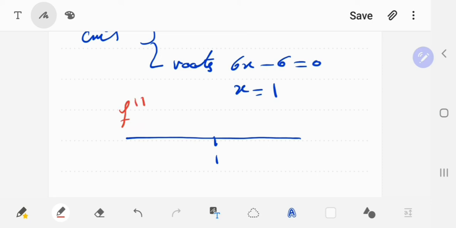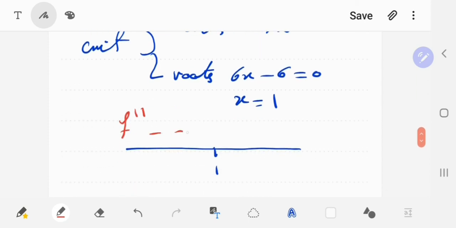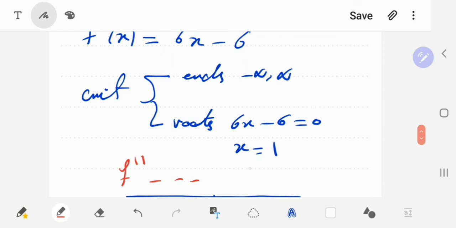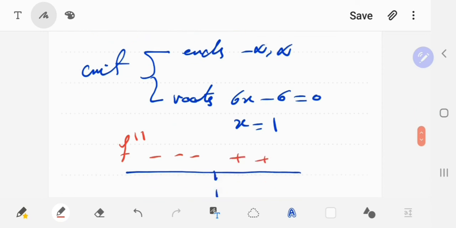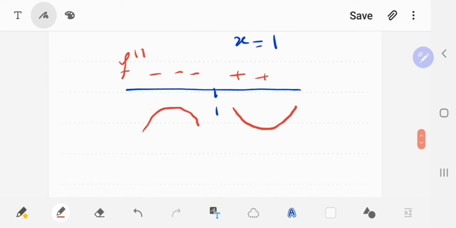So choose a value less than 1, let's say 0. 0 minus 6, that's negative. A value greater than 1, let's say 2. 12 minus 6, that's positive. In the negative interval, the function will be concave down. In the positive interval, the function will be concave up.